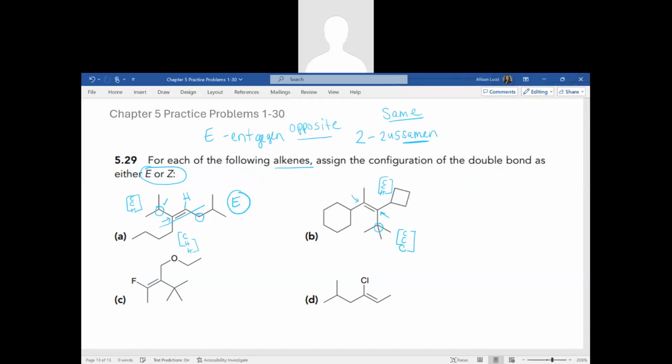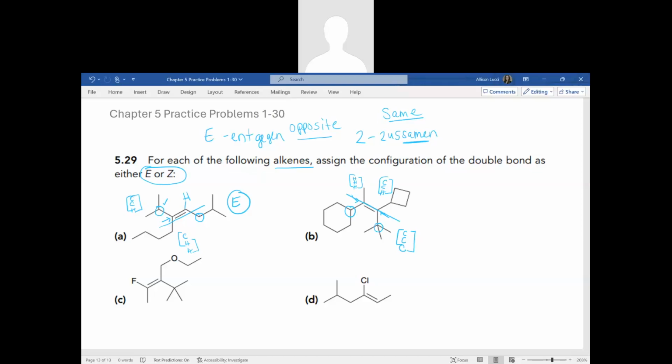Let's go and look at the other side here. So what do we have? We have a methyl group. So we know this carbon is just bonded to hydrogens up top. So our winner would be this side here where this carbon is bonded to two other carbons and a hydrogen. So let's draw our dividing line.